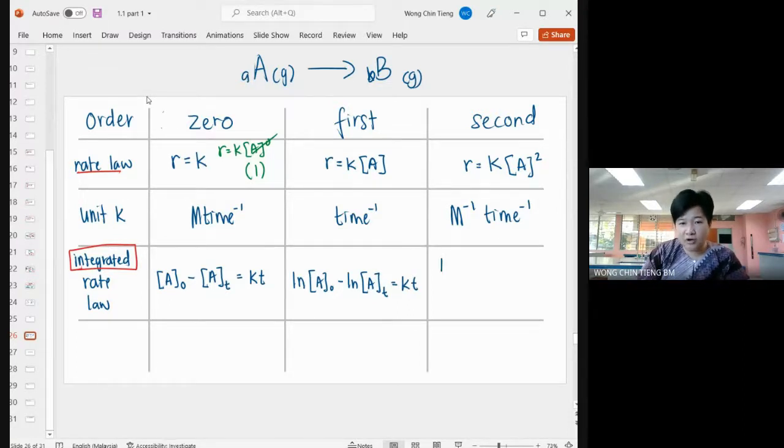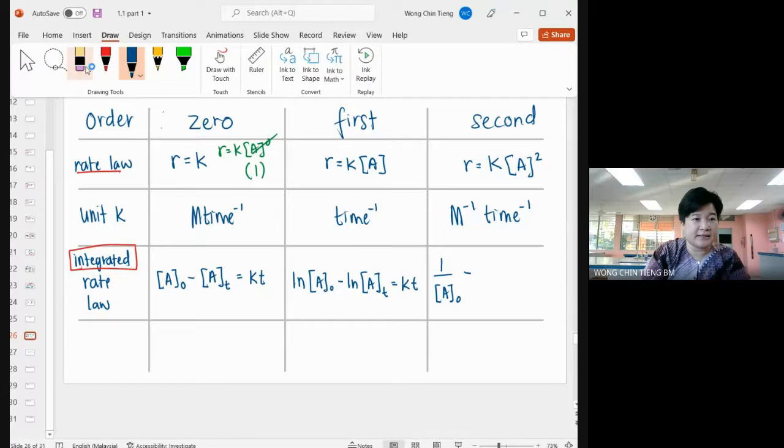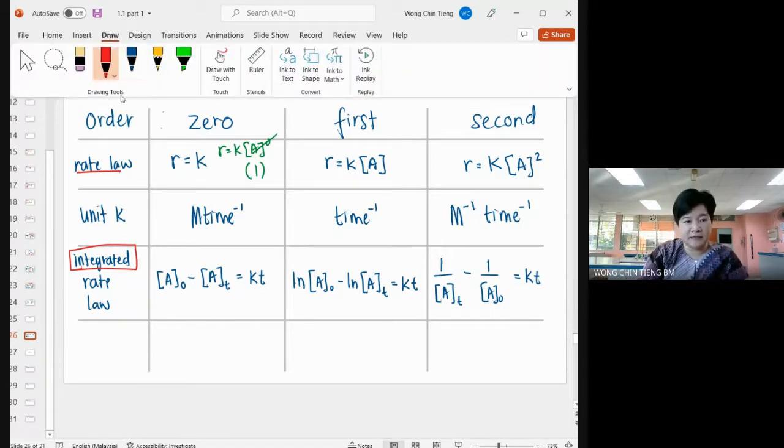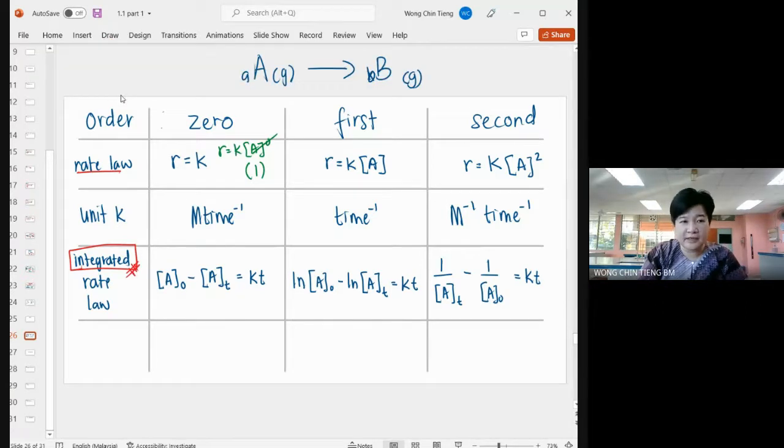For the second order, you have 1 over A0 minus, 1 over At, sorry: 1 over At minus 1 over A0 equals kt. Same as what you have. Okay? And when we say integrated just now, we are integrating your rate law. What do we integrate to? What is our limit? Time. We actually integrate from zero time to time. Because you integrate from zero time to time, that's why you have zero and time. See?